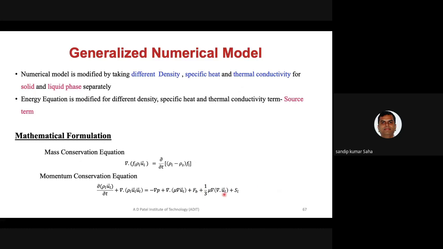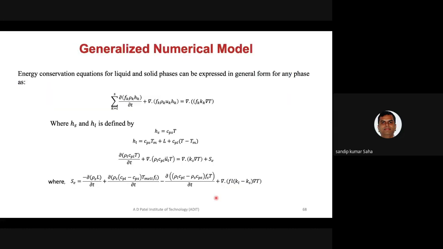Only the extra term, whatever we will get using different density, specific heat or thermal conductivity, that we will put into the source term basically. So I can still use the Fluent code, or I can still use the COMSOL, or even I can still use OpenFOAM. I have to use some extra source term basically here. Okay, so what are the source terms?